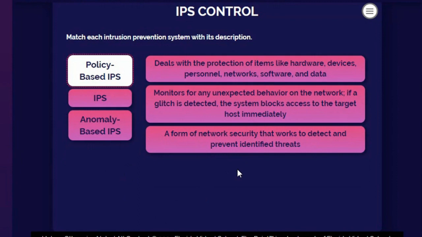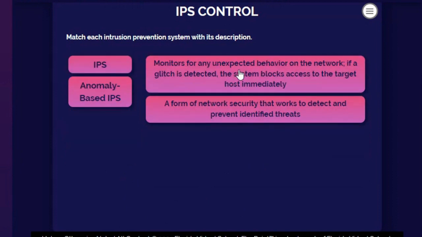Policy-based. Deals with protection of items, monitors for unexpected behavior. If a glitch is detected, it blocks the target host. And it's a form of network security that works to detect and prevent threats. Policy. Let's try that one. Yes, you're right, Dylan.